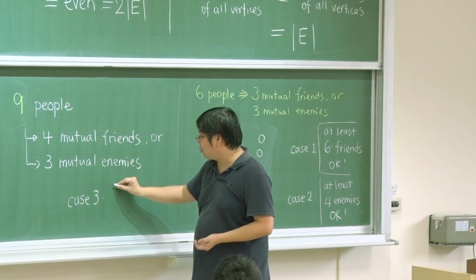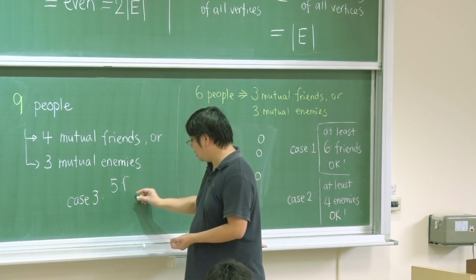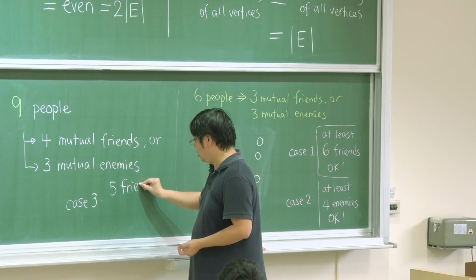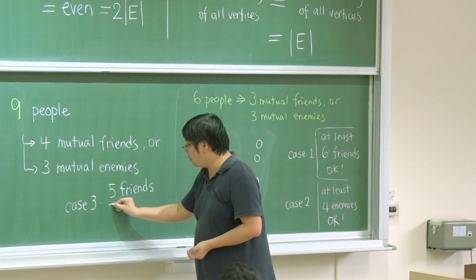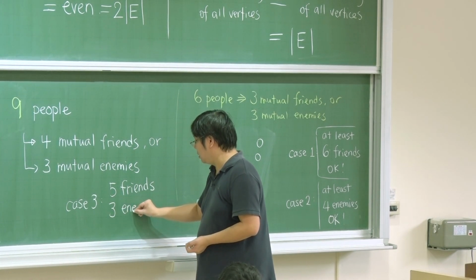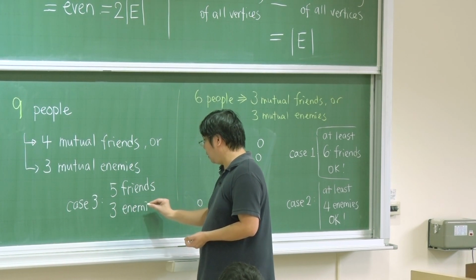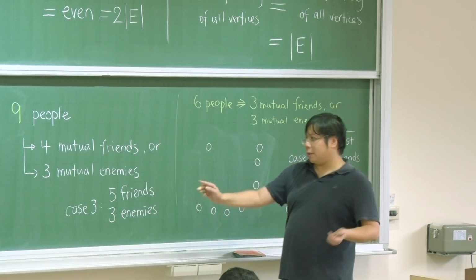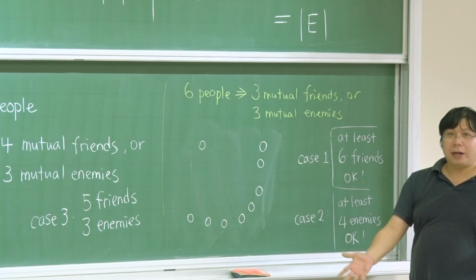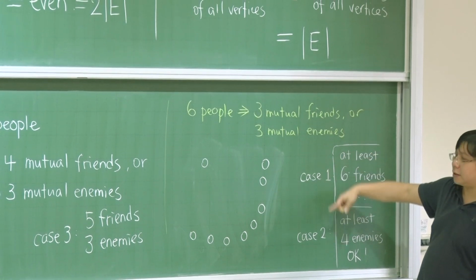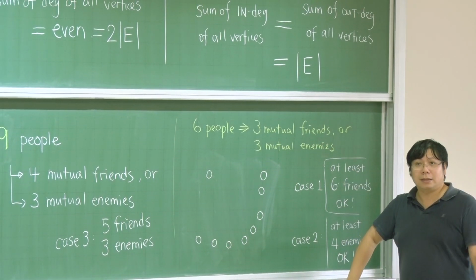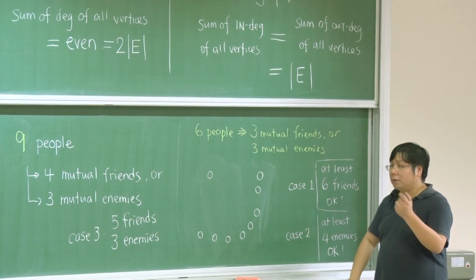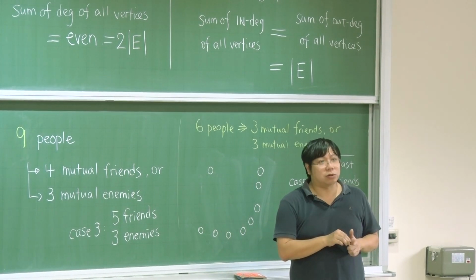This is the problematic one. We have 5 friends, and then we have 3 enemies, right? So this is case 3. We have 5 friends and 3 enemies. In that case, we cannot duplicate our argument. Is that okay? Now, if we cannot duplicate our argument, then what shall we do?